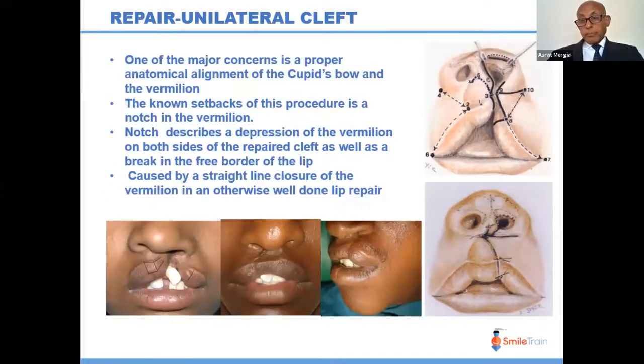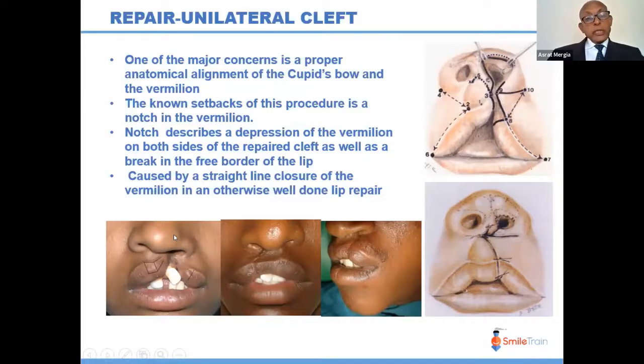So again here in Millard's, you see the non-cleft side below the Cupid's bow, half, non-cleft side half, and this, you see the difference. So this needed to be supplemented. It's not done with all.